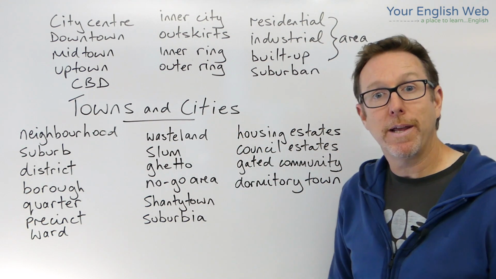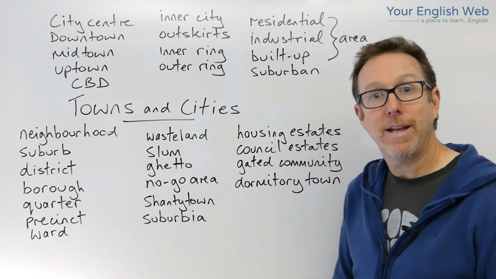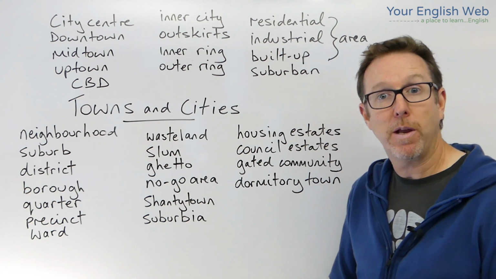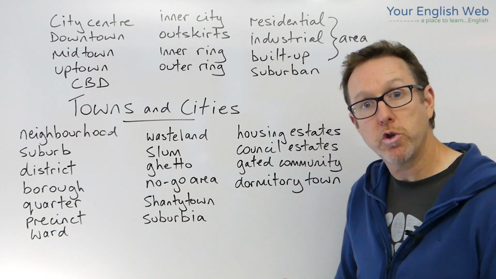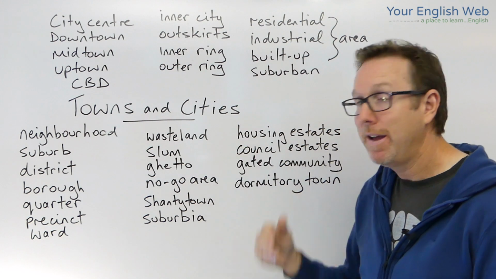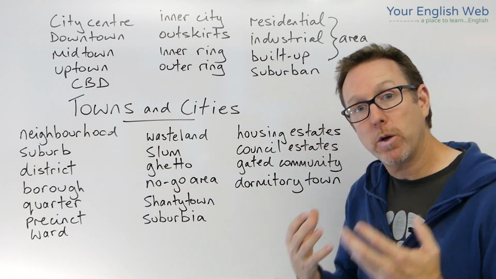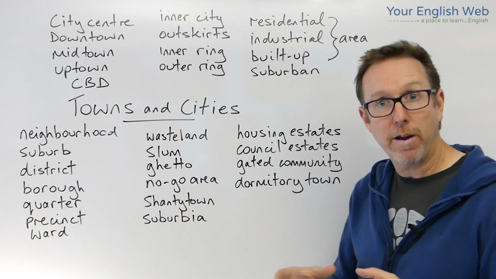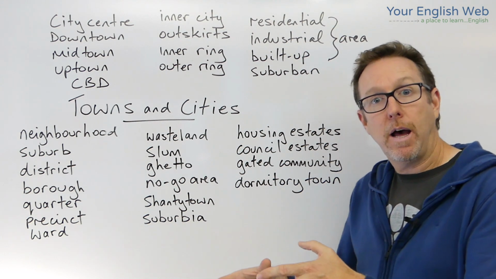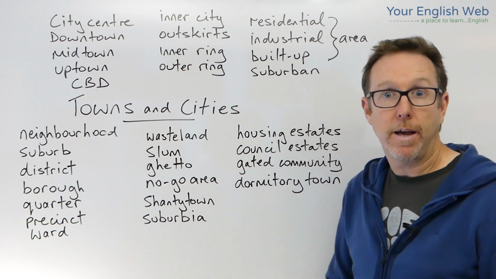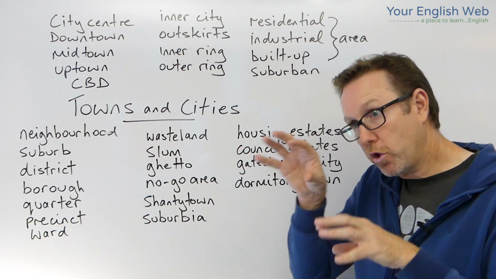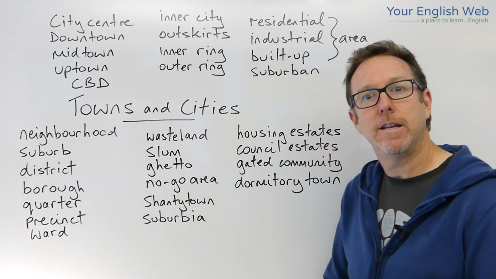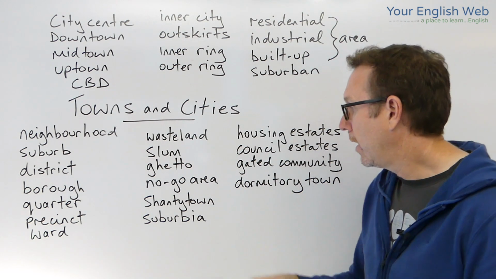Slum is normally a poorer neighbourhood inside a city, a slum where people don't have maybe a lot of money, maybe they have a lot of social problems, they're living in a slum. The housing normally is very bad quality. Ghetto we refer to an area where a particular ethnic group lives. In some European cities, there are certain ethnic groups living in certain areas. It's a negative word when you talk about a ghetto.